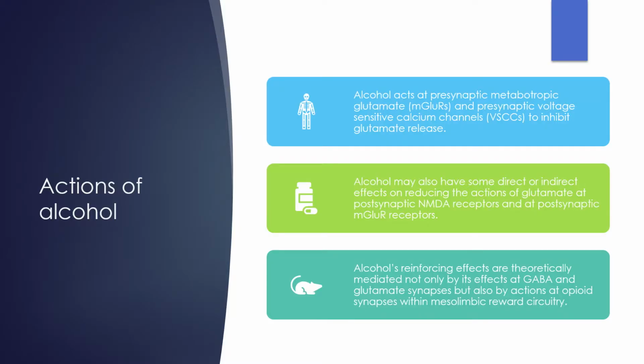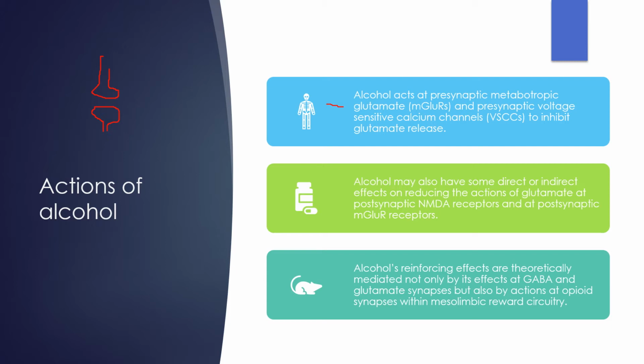Alcohol acts at presynaptic metabotropic glutamate receptors. So now, on the previous slide we were talking about the GABA receptors, but now we are talking about glutamate receptors. Again, this is a presynaptic and that is a postsynaptic membrane. This is a synapse, this is a presynaptic neuron, postsynaptic neuron. Now this glutamate is excitatory.